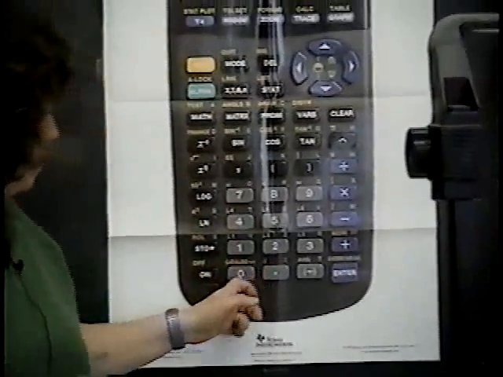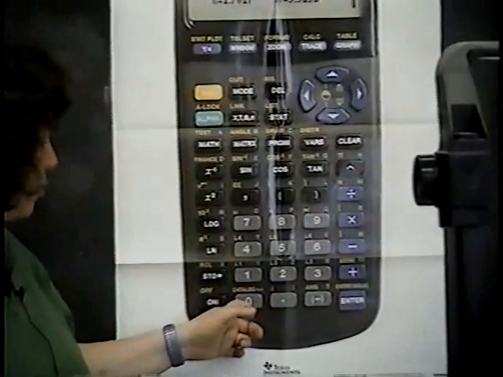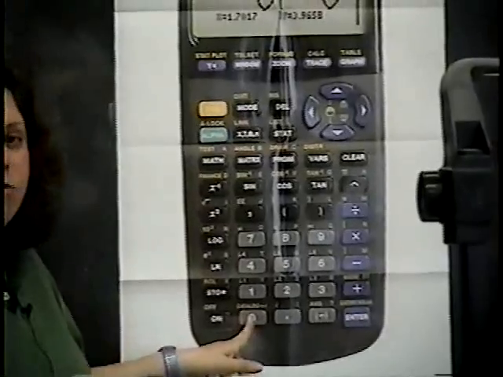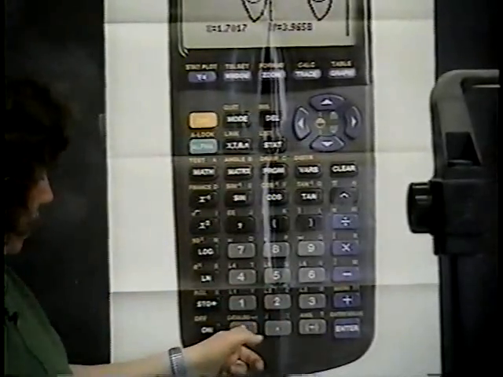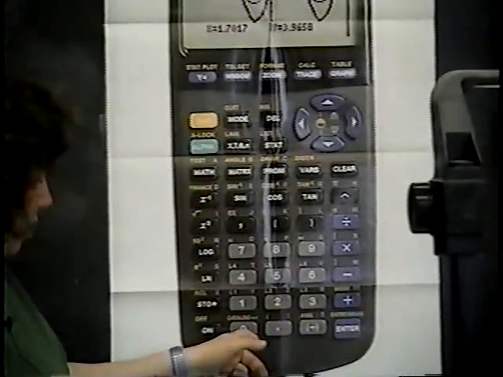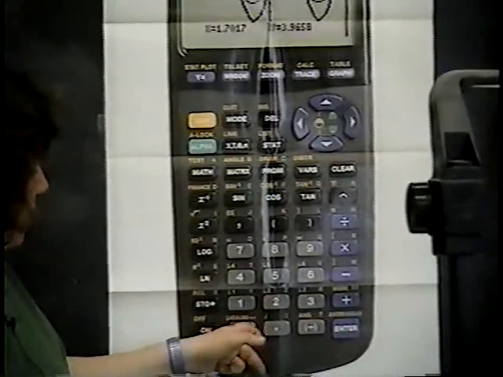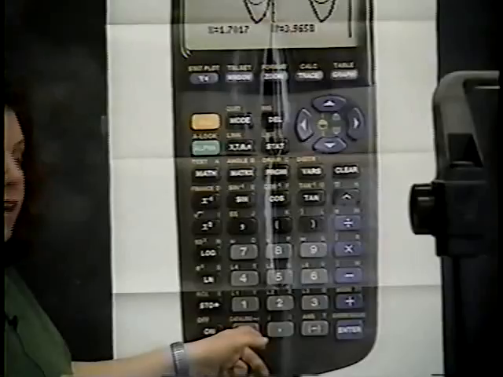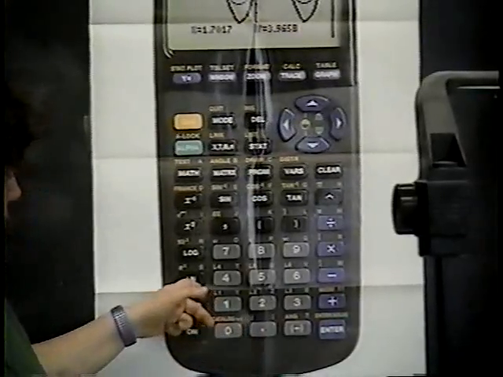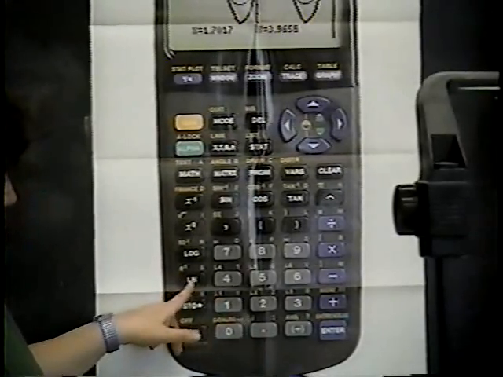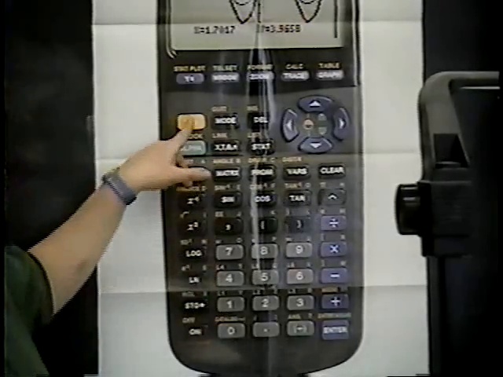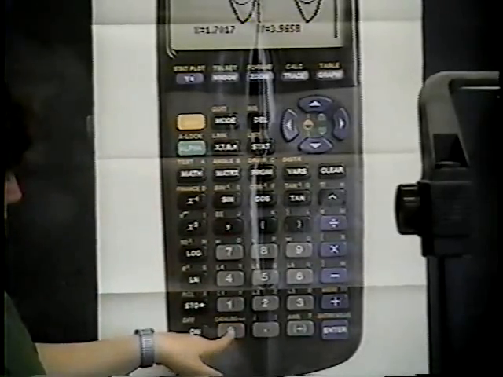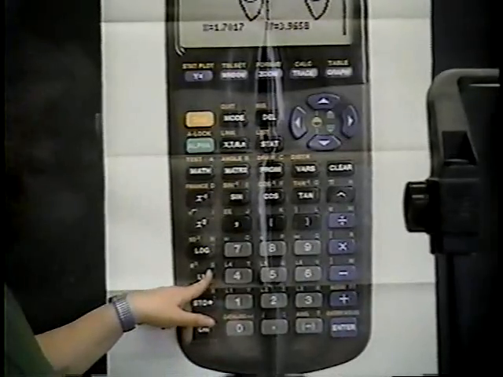For the 83 people, if I want to get the solve function, I'm going to have to go to the catalog, which is like a dictionary of functions. I'm going to hit second and the 0, which is catalog. When I hit catalog, it's going to be at the beginning of the alphabet. So then I'm going to hit the key here that says LN because it has the letter S. It'll get me to the S part of that dictionary. So second, catalog, and then S.